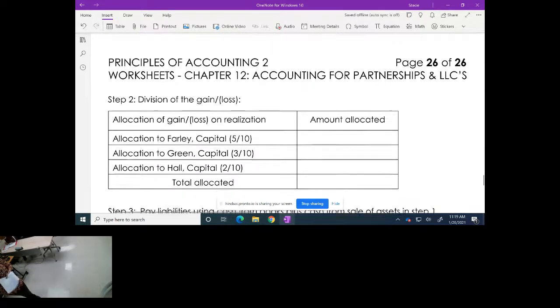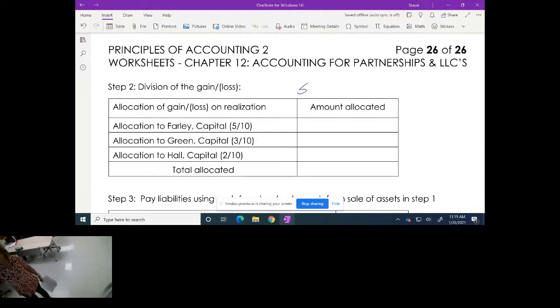So we need to determine who's going to get what portion of that loss added or subtracted from their capital account. All right, so your allocation to Farley is 5/10. So how much is that? 27. Is it 27 even? Yeah. So one of these has got a 5 in it. All right, so 27,000 goes to Farley.